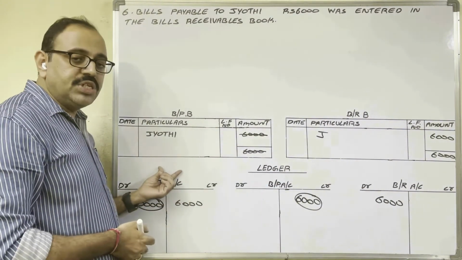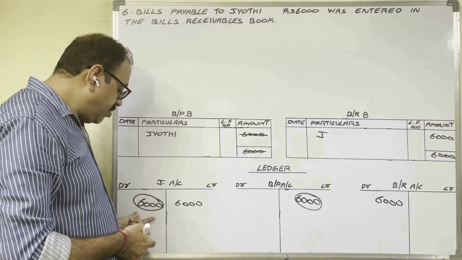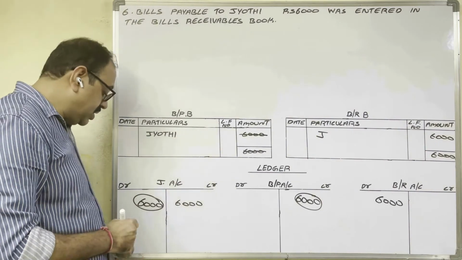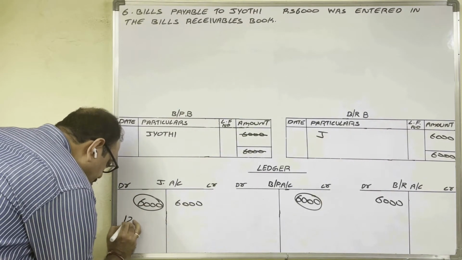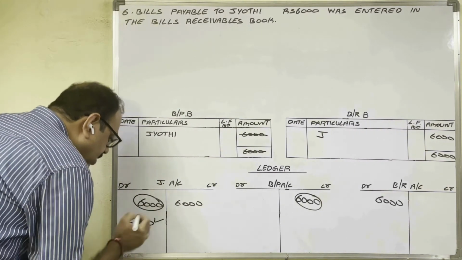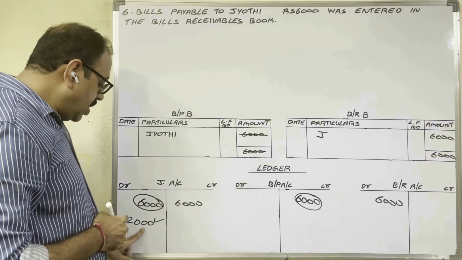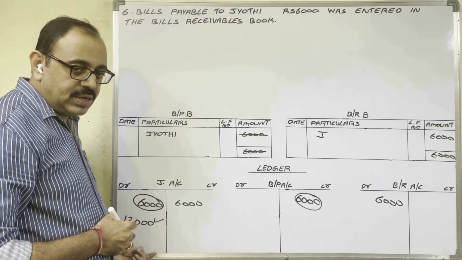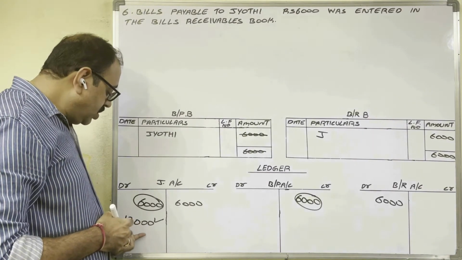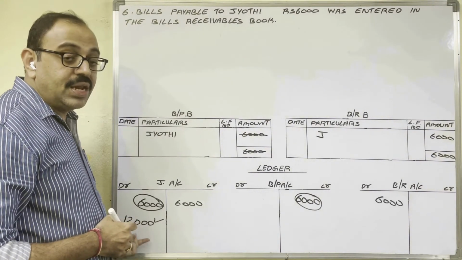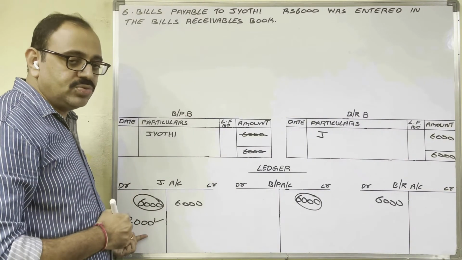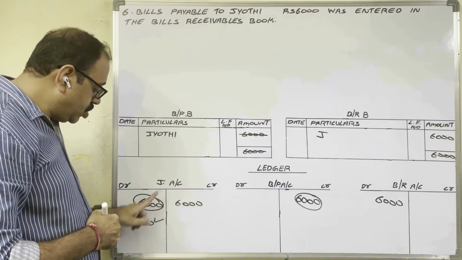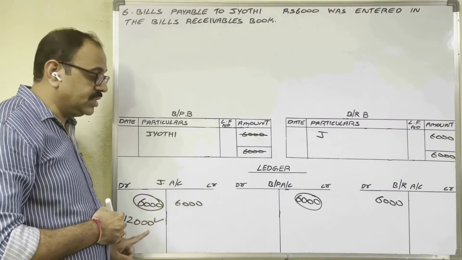In Jyoti account, mistake is instead of debiting, they credited 6,000. How to rectify this? Debit 12,000 rupees in Jyoti account. Then in 12,000 and 6,000 credit, both will get cancelled. In 12,000, 6,000 is cancelled. Then the remaining amount on debit side is 6,000. We need that only. This is our answer. Jyoti account should be debited with 12,000 rupees.